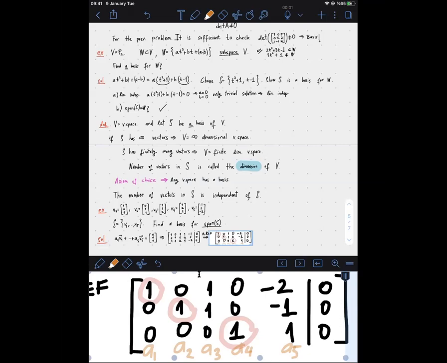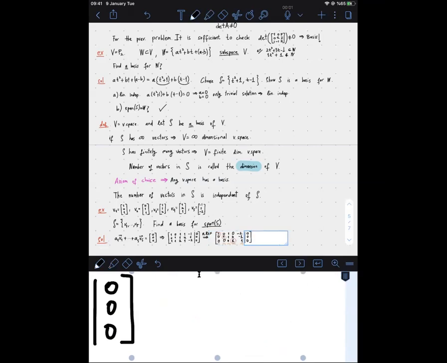So what does this tell us? This tells us this system has infinitely many solutions, first of all. And a3 and a5 can be chosen as free. Then I can solve a1, a2, and a4 in terms of a3 and a5.